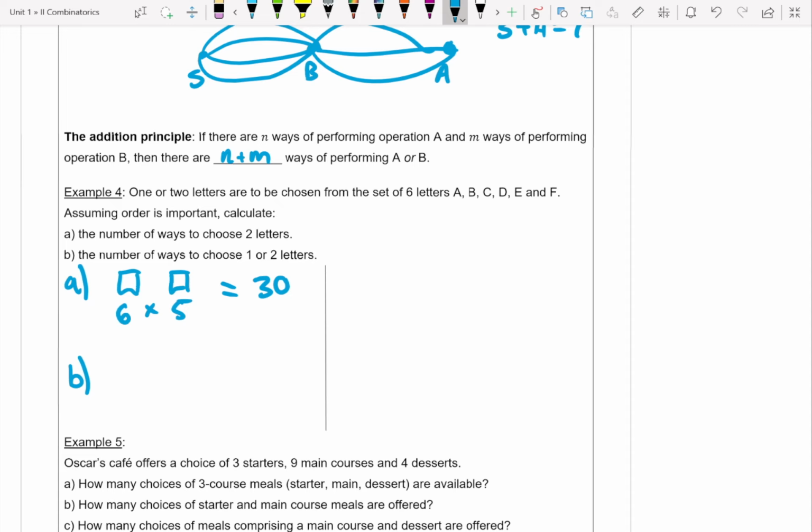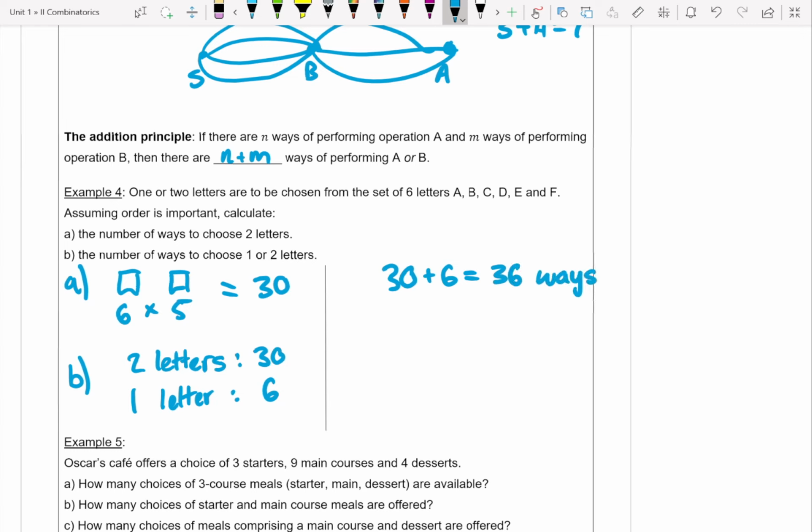For part B, the number of ways of choosing 1 or 2 letters. So I've used my multiplication principle for part A, but now I'll be using my addition principle for part B. So I know that for 2 letters, there are 30 ways. For 1 letter, there's going to be 6 ways. So all I have to do is add these 2 values together. There's going to be 36 ways to choose either 1 letter or 2 letters.